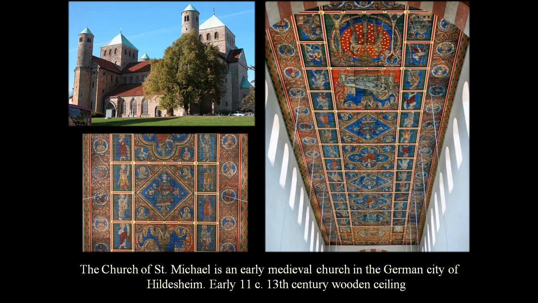Here we can see the ceiling painting of the Church of St. Michael. St. Michael's Church is one of the most important churches of early Christian period architecture. It is a double choir basilica with 2 transepts and a square tower at each crossing. The west choir is emphasized by the ambulatory and a crypt.